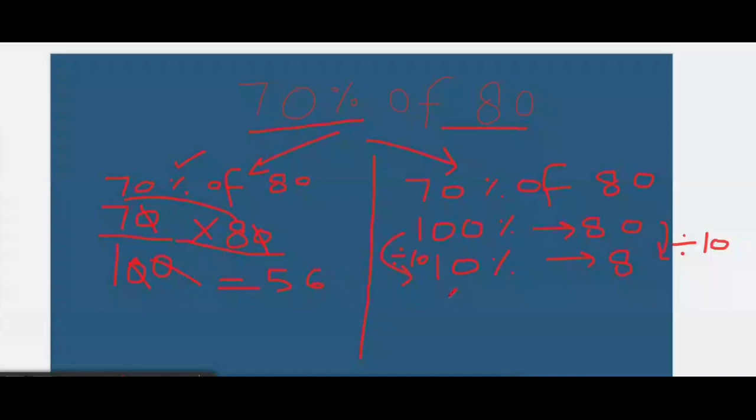Now you can see that in the question we need to find 70%. So you can see that the relationship between 10 and 70 is 10 times 7. So on this side also we can multiply 8 times 7. 8 times 7 will be equal to 56. So you can see that we have the same answer by using the formula method or by using mental math. So it's up to you. You will follow a formula method or a mental math.